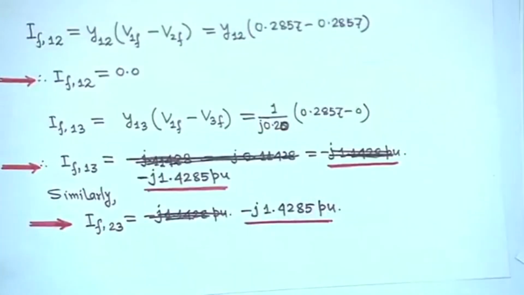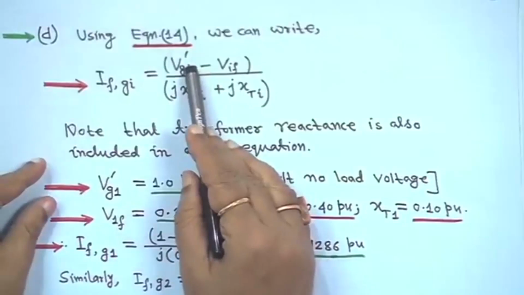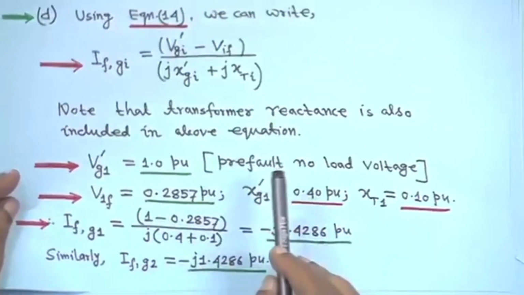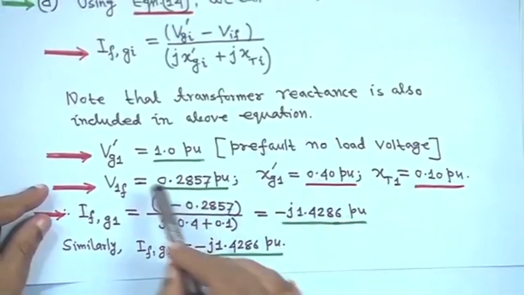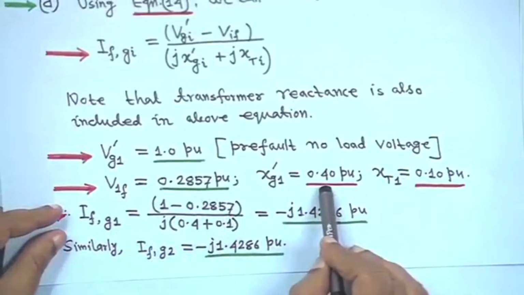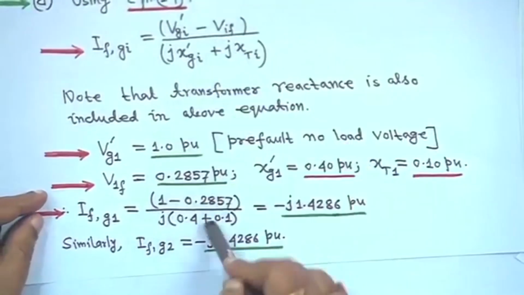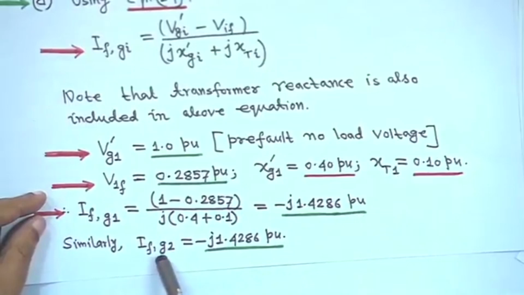And the last one is that you are using equation 14, right. So, IFGi is equal to VGi dash minus ViF divided by jxGi dash plus jxTi. Note that the transformer reactance is also included in the above equation, right. So, VG1 dash is 1 per unit pre-fault no-load voltage, V1F is calculated, xG1 dash 0.4 is given, xT1 is given. So, IFG1 you can easily calculate, substitute all these values, you will get minus j1.4286. Similarly, IFG2 also minus j1.4286.